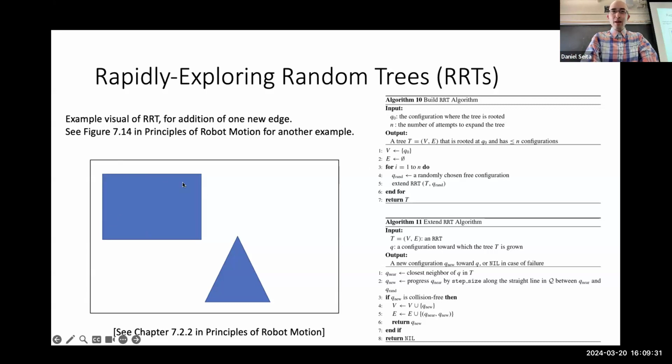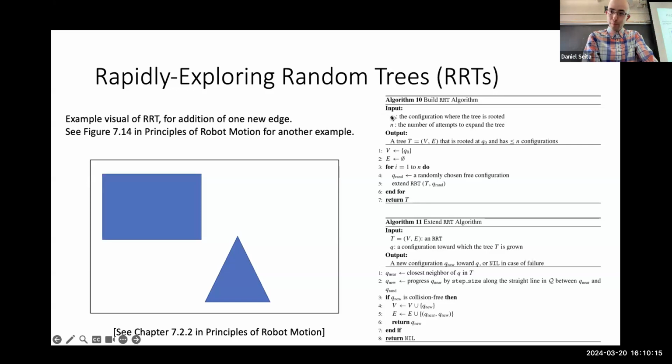So again, imagine that we have our 2D setup, and then we have obstacles, which are this rectangle and this triangle. The algorithm for RRT would basically be how to build the tree, and when you build the tree, it calls the subroutine extend RRT. So there are really two main algorithms to look at. A lot of this is boilerplate: you initialize something, then you do a for loop and so on. But let's look at how this works.